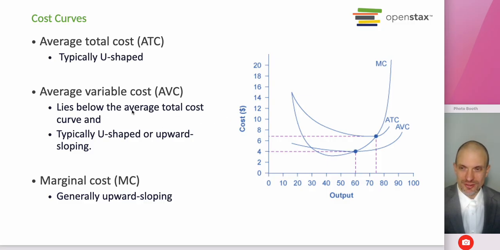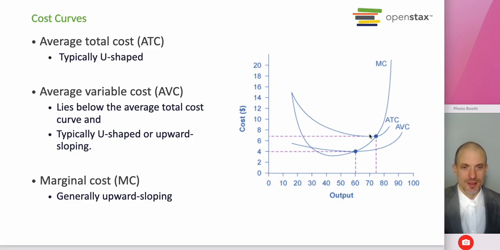Average variable cost lies below average total cost, typically also U-shaped or upward sloping. Marginal cost is generally upward sloping. All right, so marginal cost has to cross average variable cost and average total cost from below at their respective minimums. And the reason why is the relationship between marginal and average.